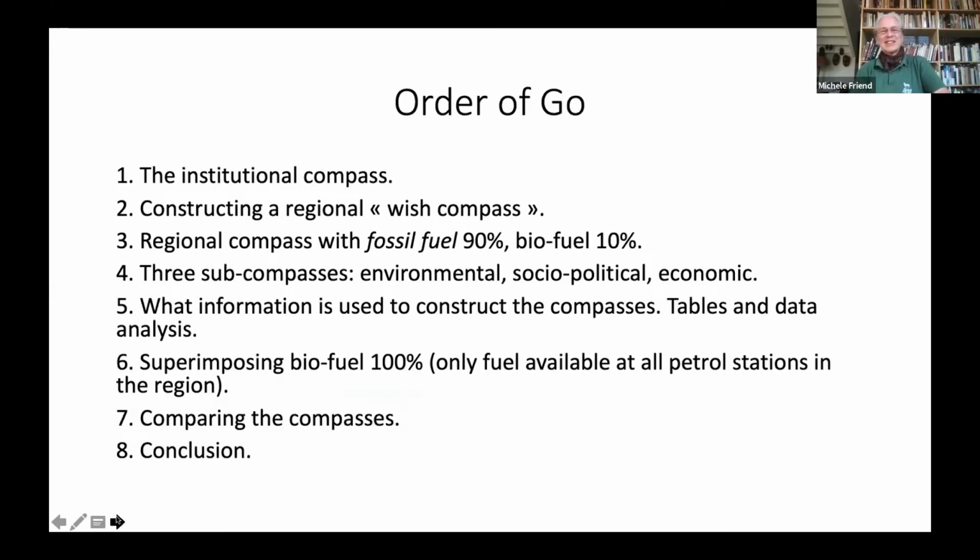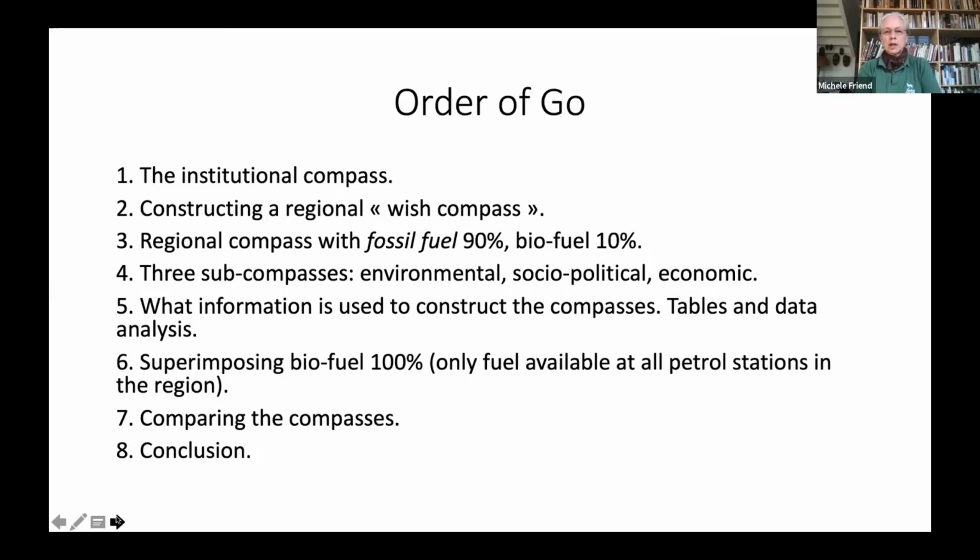The order of go for this talk will be, I'll give you an idea about the institutional compass, which I introduced a number of years ago, and now the thinking is sort of completed, and I've got a book under review at the moment on this conception. Then we'll construct what we call a wish compass. Then we give a regional compass, which is what is going on today in the region of Hauts-de-France. And I start to decompose it. I start to show what lies behind this. And one of the things that lies behind it are three sub-compasses.